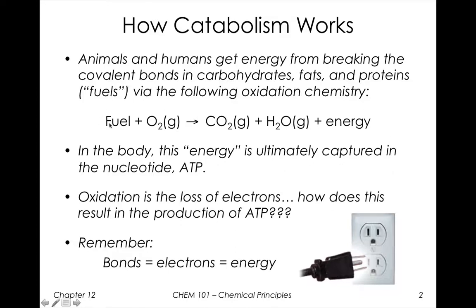This is an equation that should now be very familiar to you. Taking a fuel and oxidizing it, full oxidation of the carbon atoms in the fuel generates carbon dioxide. The electrons in this fuel are ultimately delivered to oxygen, reducing it to water. In the entire process, we try to harness that energy, and ATP is how we're going to do that. In the body, this energy is ultimately captured in the nucleotide ATP. Remembering that oxidation is the loss of electrons, how does that result in the production of ATP? We're going to learn about how that works in this overview. Remember that bonds are electrons and electrons are energy, and every time you look at an electrical outlet, remember that that electricity represents the flow of electrons, the current that allows us to do work.